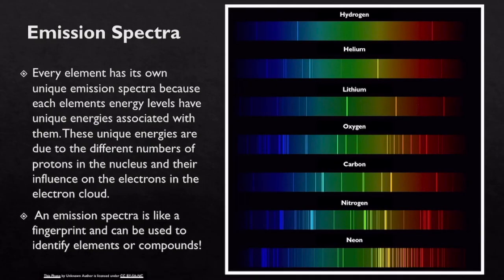So every element has its own unique emission spectra because each element's energy levels have unique energies associated with them. And these unique energies are due to the different numbers of protons in the nucleus and their influence on those electrons in the electron cloud. So how tightly they're being held, how closely they're being held. And the emission spectra is kind of like a fingerprint for an element, so it can be used to identify different elements or even compounds.